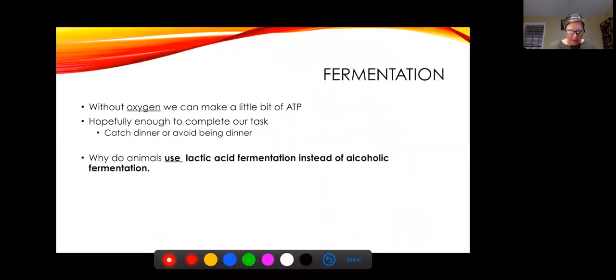So without oxygen, we can make a little bit. So the job of fermentation is to get a little bit more energy. Hopefully enough energy to complete our task. Maybe we're trying to catch dinner back in the day, chasing after that deer or a rabbit, or avoid being dinner or being chased by a bear. Okay, so trying to, like I said, our fight or flight response, trying to finish some kind of task to help keep us alive. We really don't have that today.